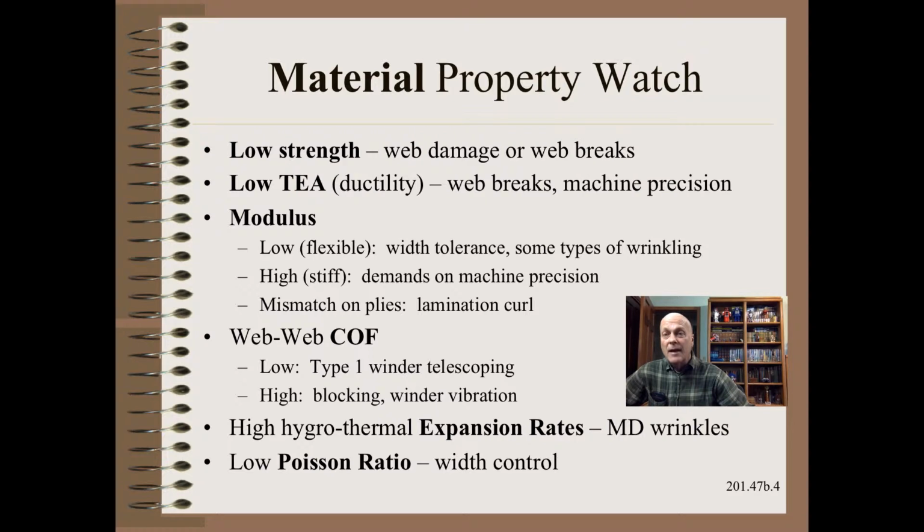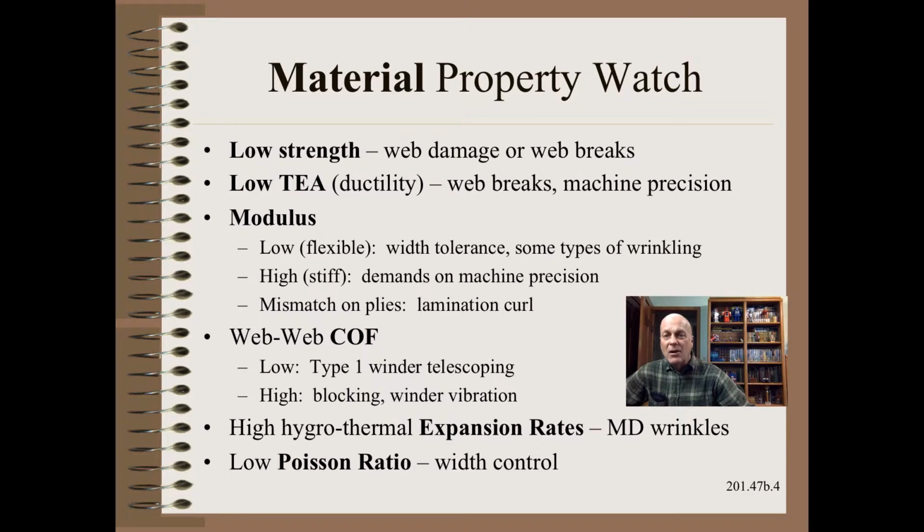We will start with an obvious one, strength. As strength is reduced, the risk of web damage or even breaks increases. TEA, or ductility, is a related property. TEA is the area under the stress-strain curve rather than the peak as strength is. Low TEA is a risk for web breaks if the machine mechanical and control precisions are not very high.